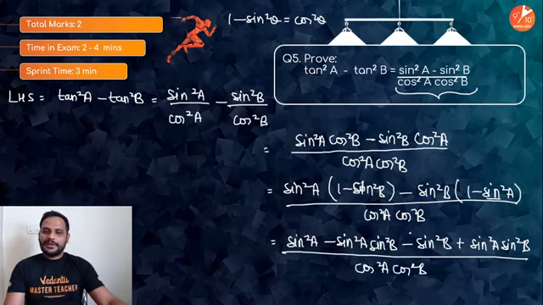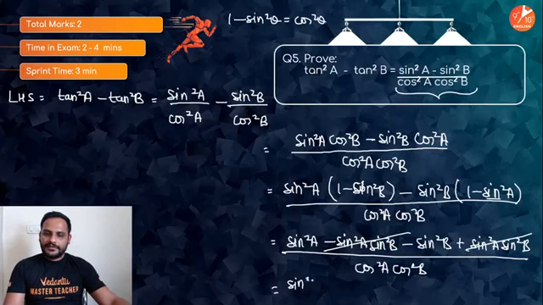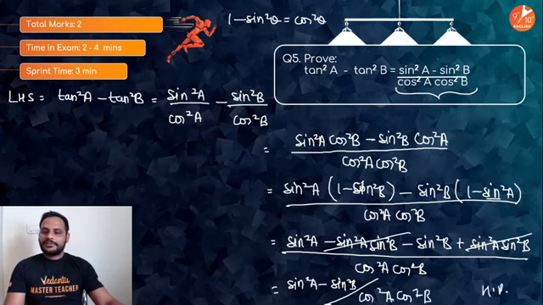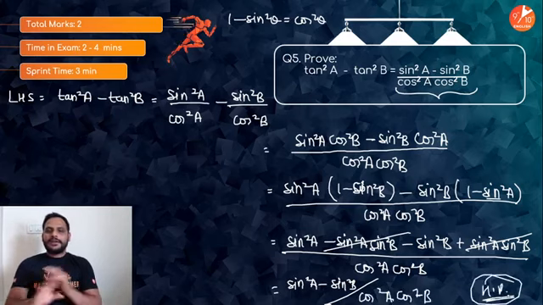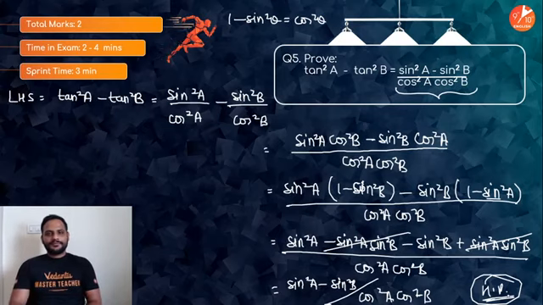And now you can see the magic: minus sine square A sine square B got cancelled with plus sine square A sine square B. And finally our answer, sine square A minus sine square B whole divided by cos square A into cos square B, which is my RHS. And now I'm very happy to write, hence proved. How easy it is.